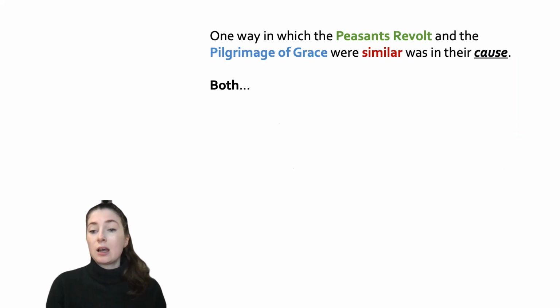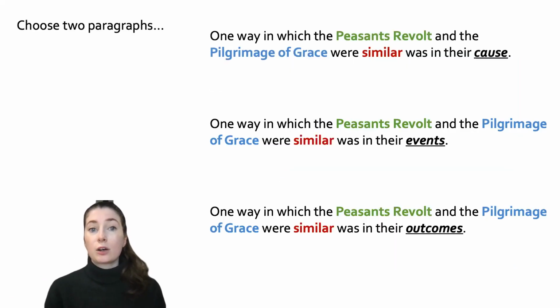And here in fact are your 3 topic sentences. You would just need to change the 2 events. You would just need to make sure the similar or different was correct. And you need to make sure the last final word reflects what you're writing about.